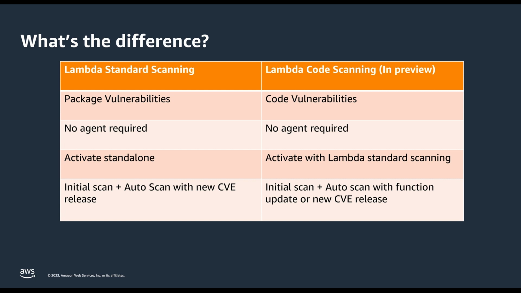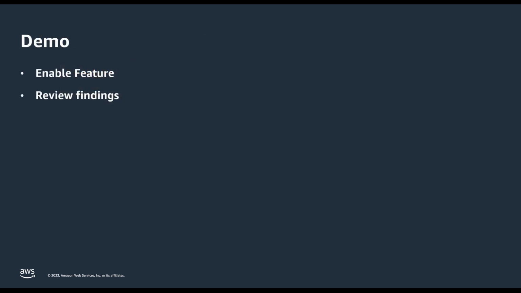So when does the scan get initiated? The service will trigger evaluation initially at deployment, and then automatically rescans when there is a function change or when a new vulnerability is published. Now, let me get into my AWS console and show you how to enable this feature, how the service automatically starts scanning and discovering Lambda functions, and then review some findings.